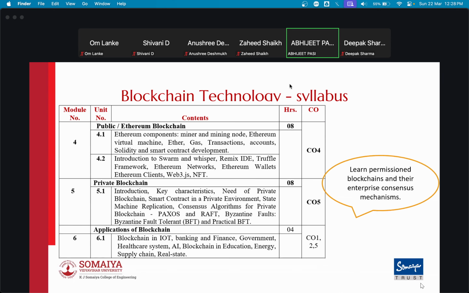When it comes to module number 5, we will be learning the private blockchain, where we'll learn permissioned blockchains and their enterprise consensus mechanisms. So RAFT, PBFT, Byzantine fault tolerance, all those things are coming across.